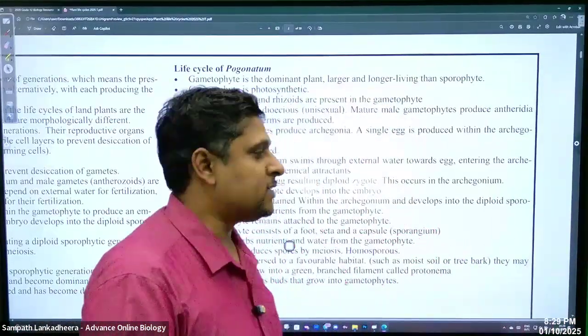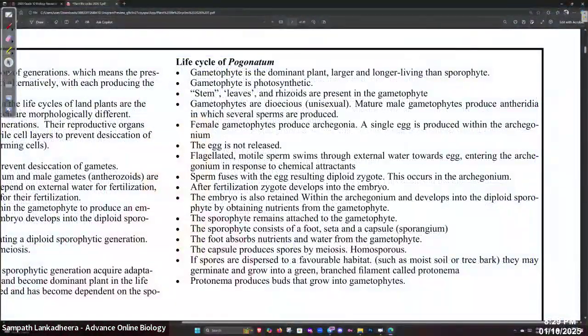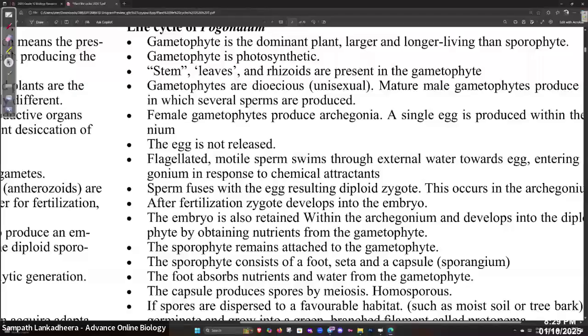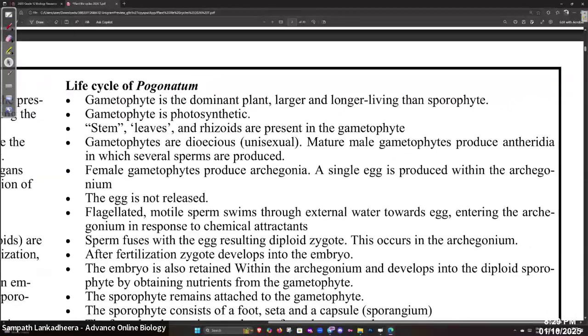So, Pogonatum life cycle, let's read that part, people. Life cycle of Pogonatum. See whether anything very complex and hard is present for you. Gametophyte is the dominant plant, larger and longer living than the sporophyte. Gametophyte is photosynthetic. Stem, leaves, and rhizoids are present in the gametophyte.